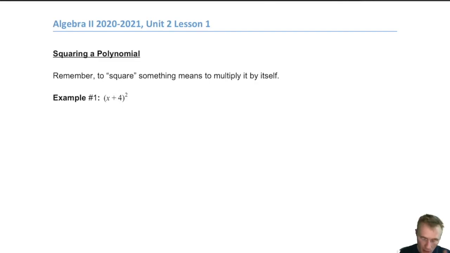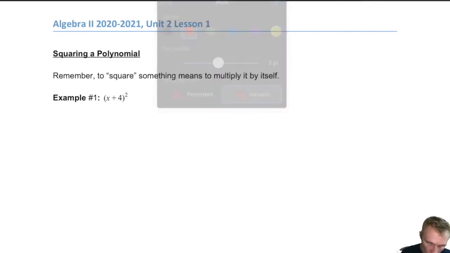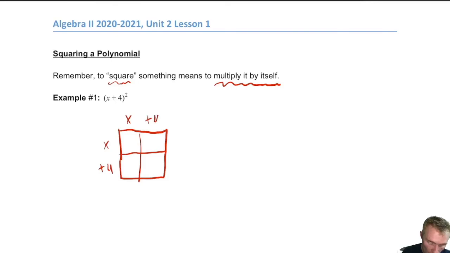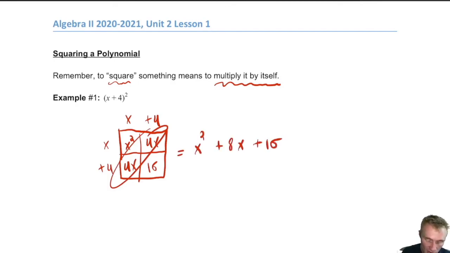What exponents mean, and this is just what you've got to keep in mind, to square something means to multiply it by itself, to make a square out of it. So using the box method, notice it makes a square when we do x plus 4 times x plus 4. That's why it's called squaring. X times x is x squared, 4 times x is 4x, 4 times x is 4x, 4 times 4 is 16. If we combine these, we'd have x squared plus 8x plus 16.